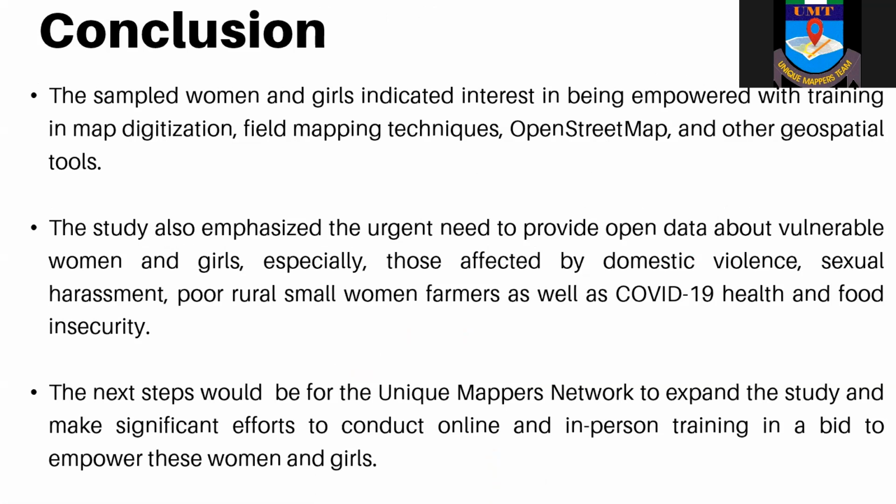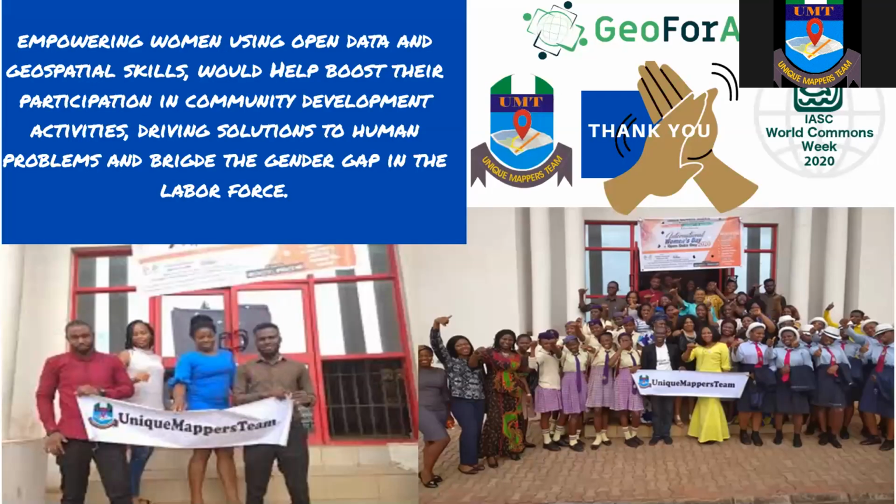The study also emphasized the urgent need to provide open data about vulnerable women and girls, especially those affected by domestic violence, sexual harassment, poor rural women farmers, as well as COVID-19 health and food insecurity. And so the next step for us at Unique Mappers would be to expand this study and then equally organize a specific training and empowerment that will provide a significant effort to provide this specific empowerment for women across Nigeria.